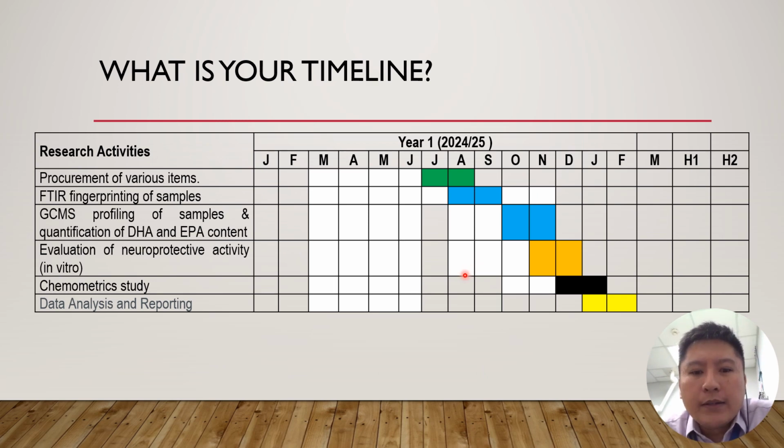For the timeline of this research project, expected by July, we will start doing the procurements of various items, including what we have mentioned in the previous slides. From August to December, we will perform the testings, including the FTIR, GCMS, and also the bioassay. With this data, we will then proceed to do the chemometric study, and expected by February, we will complete the studies and the reporting of this research project.